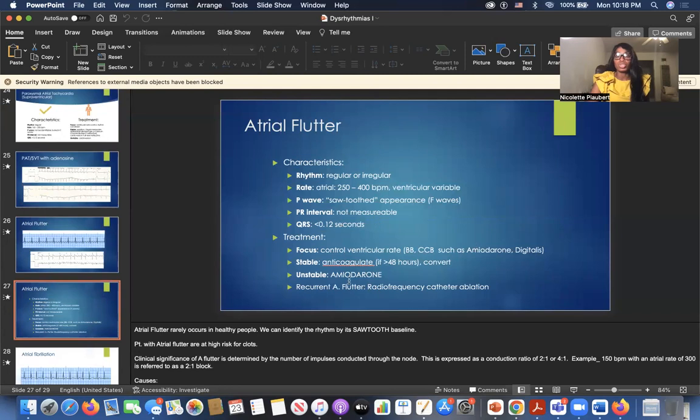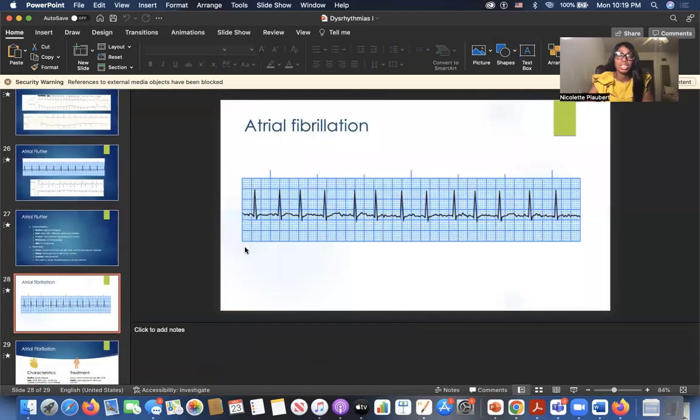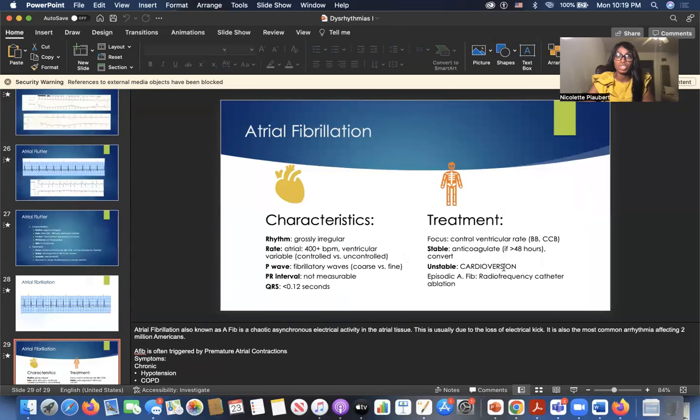Also remember what you're supposed to do, right? So if it's atrial flutter, the treatment is, if they're stable, you anticoagulate them, which means you're giving them heparin, Plavix, Coumadin, anything to help thin the blood so that it doesn't clot, right? But if they are unstable, you're giving them amiodarone. You're also cardioverting them as well. No, not this one. You're not cardioverting this one. You are doing a catheter ablation if there's a problem. Now, atrial fibrillation is where you're going to do the cardioversion. So you're doing a cardioversion for atrial fibrillation, right?